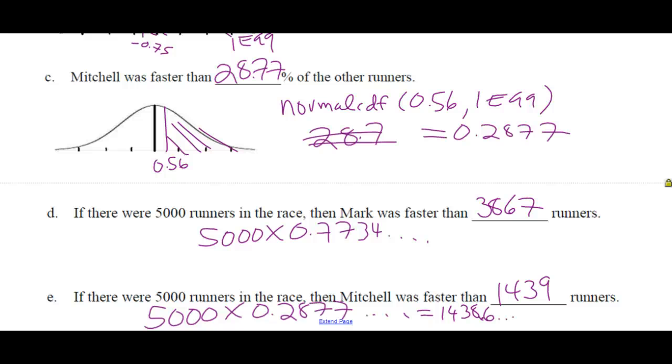Okay, so take their normal CDF, right, which comes out as a decimal, and then multiply that by the number of people, and you'll find out how many of those people. Right, so if there are 5,000 runners, he's faster than 3,860, and Mitchell's only faster than 1,439.